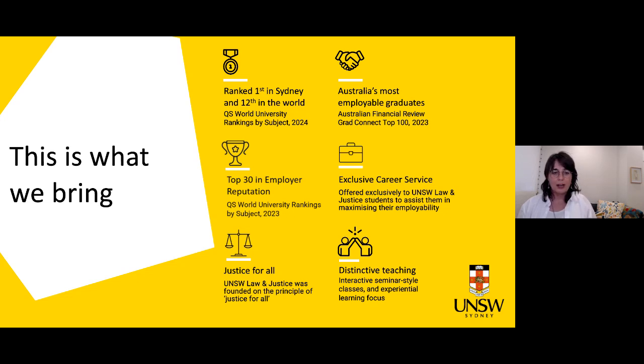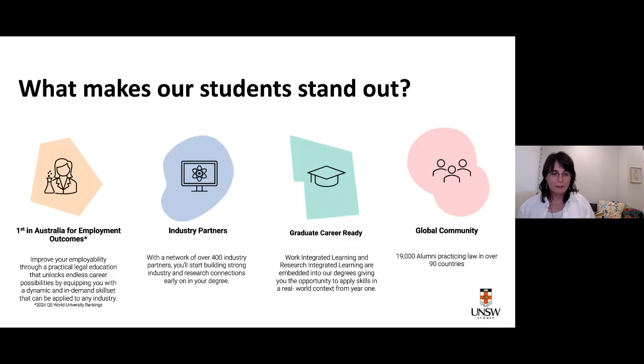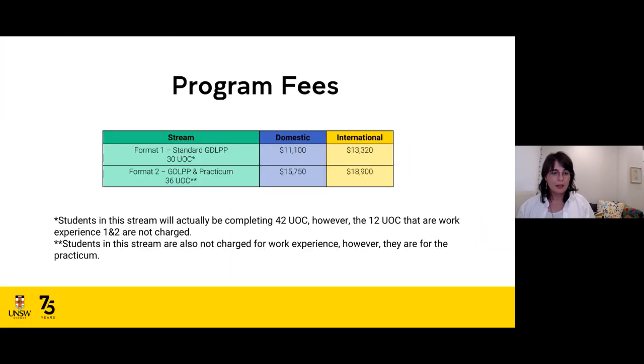Let's have a look at our fees and scholarships slide. You can see there that I think a domestic is 11,100 and an international student is 13,320. Earlier, I mentioned if you take the practicum, and as I said, not everyone does that because most people do workplace experience in 1 and 2, but I do have plenty of students doing the practicum, and you can see that increases. It's a fee-paying course, so format 2 is where you're taking that practicum as well.